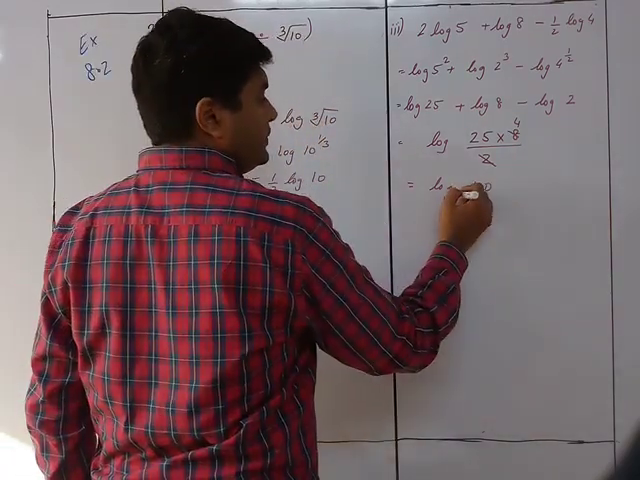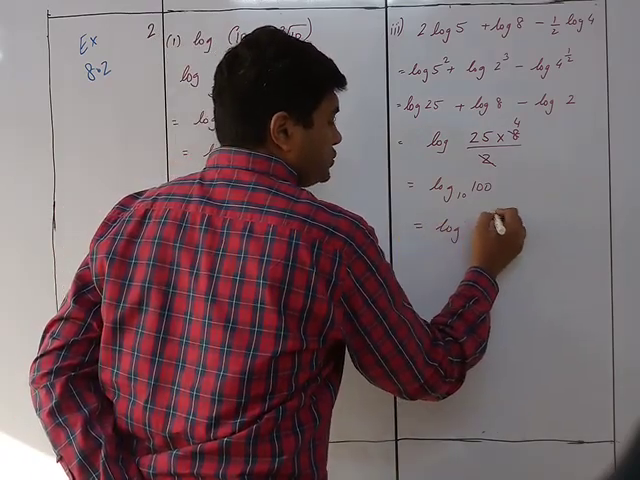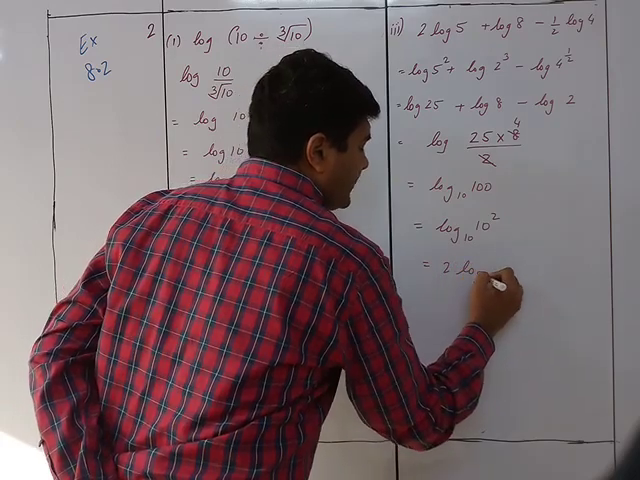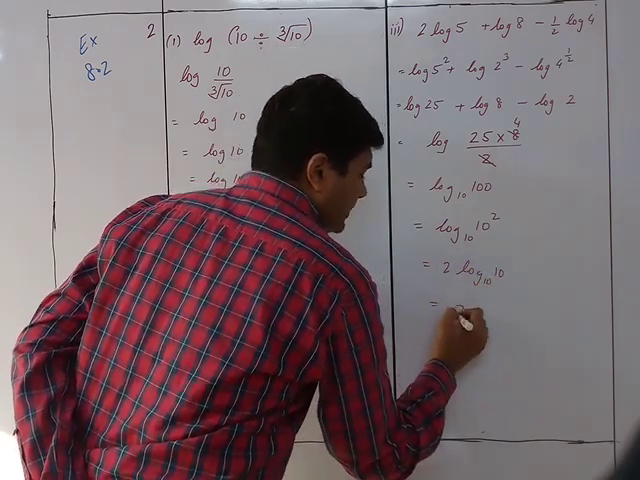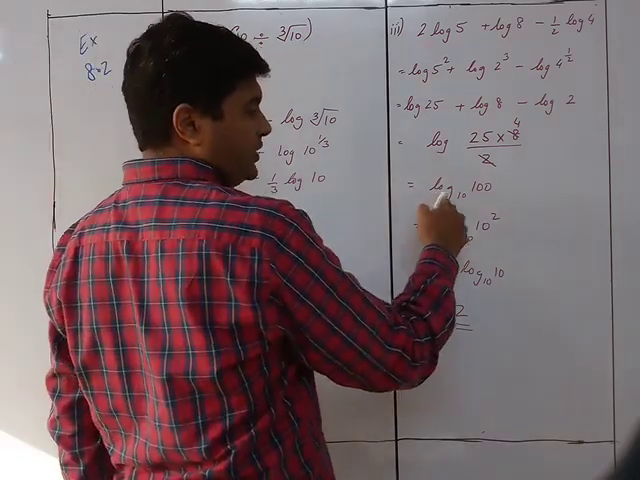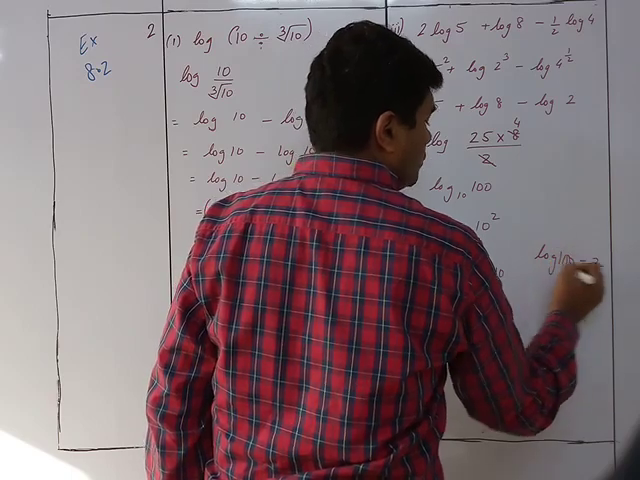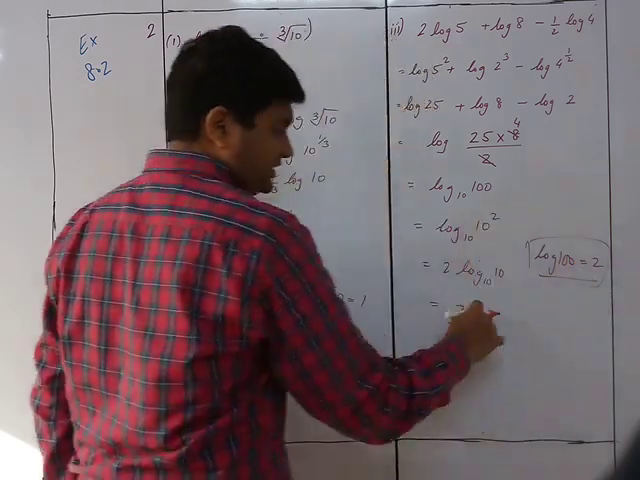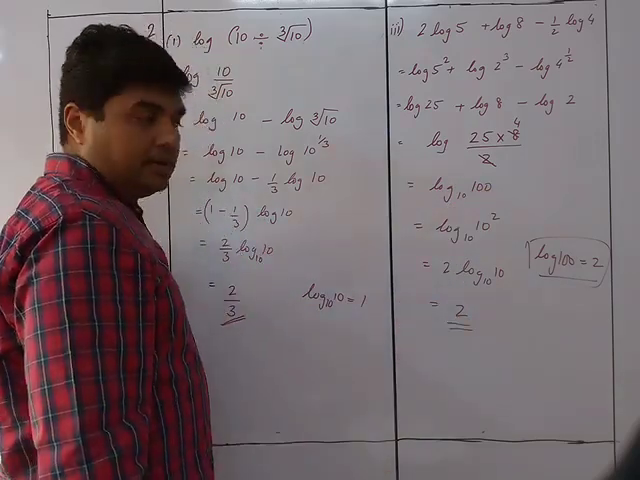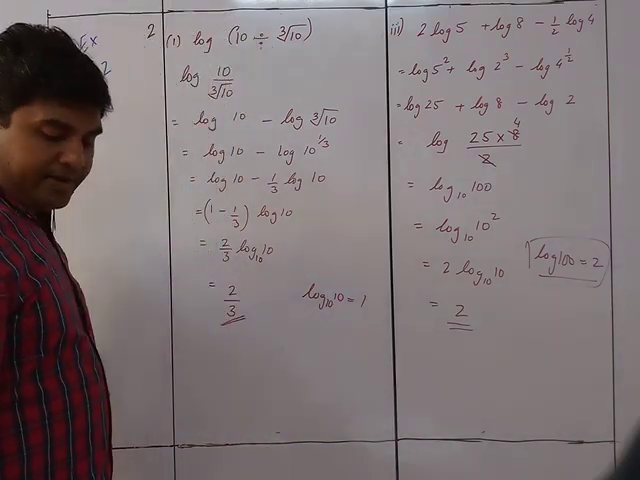Okay, log of 100 to the base 10 is the thing. So it is nothing but log of 10 square to the base 10, which is nothing but 2 log 10 to the base 10, which is nothing but 2. Hence, we can remember this always, that log of 100 is equal to 2. So then we don't need to do the steps. We can directly say log of 100 is equal to 2. But this time I showed you why it is equal to 2.